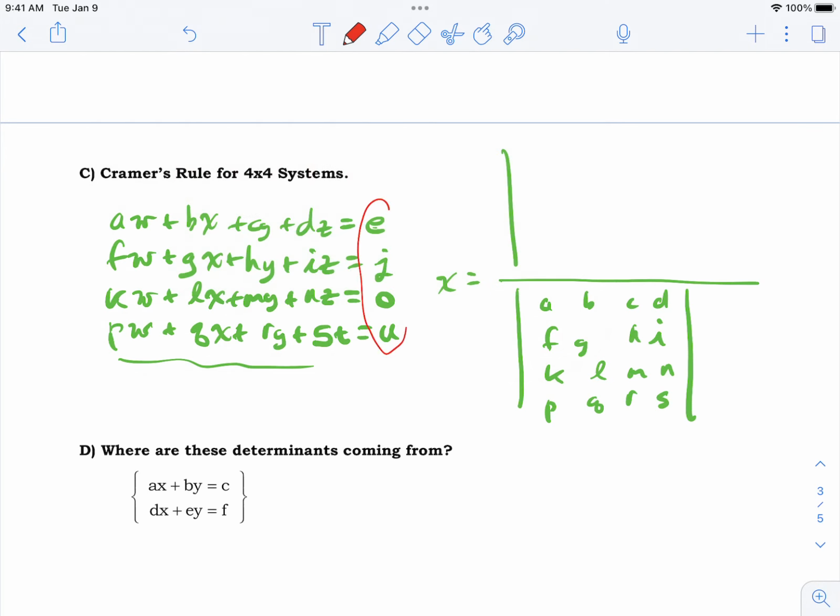you would grab these numbers and you would put them in the X column. E, J, again, that's an O, not a 0, U. And then all these other things would be the same as what you had underneath. So B, C, D, G, H, I, L, M, N, Q, R, S. There! Now, if you want a clue how to solve the 4x4 determinant, it goes like this.